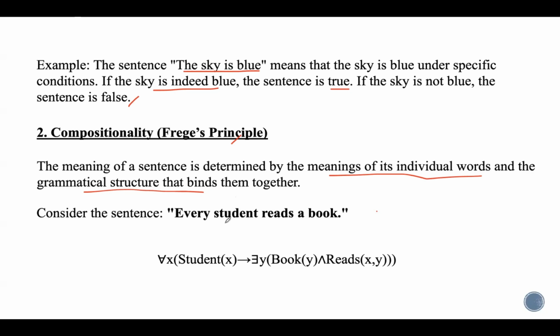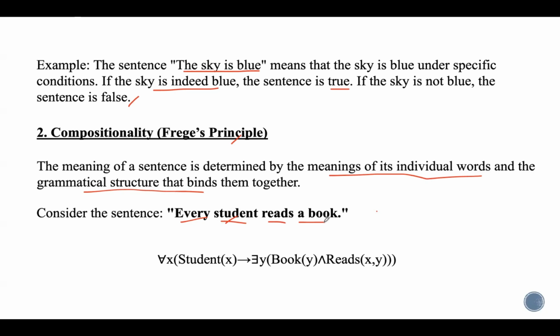Say, if you take this sentence, every student reads a book. So, here first, this word every is a universal quantifier, which means all. And the second word student refers to a set of individuals. Then reads is a predicate which takes a subject and an object. Then a book refers to a book. So, like that, the complex expression will be broken down into multiple steps.